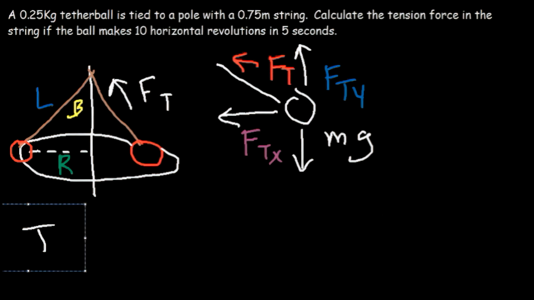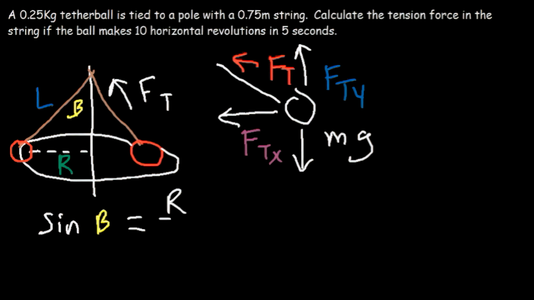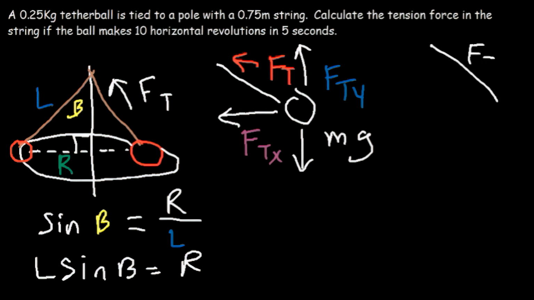Now, based on SOHCAHTOA, we can see that sine beta is equal to the opposite side. Opposite to beta is the radius divided by the hypotenuse, which is the length of the string. So solving for r, the radius is equal to the length of the string times sine beta. Now, we can draw a second triangle. Notice that the tension force is related to Ftx using beta as well.